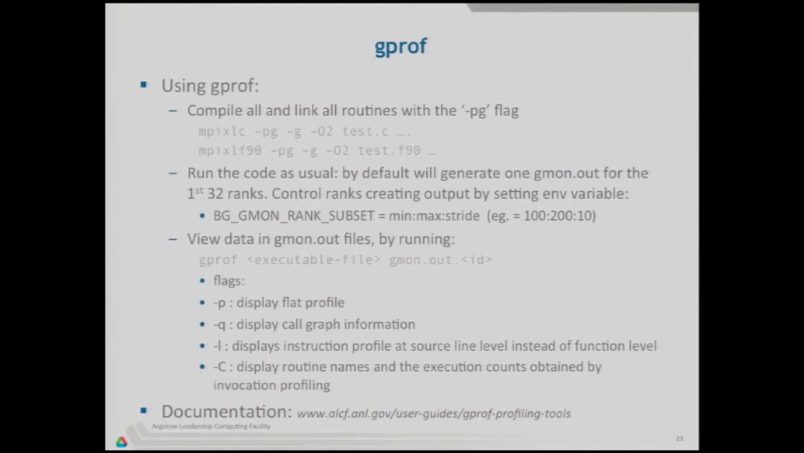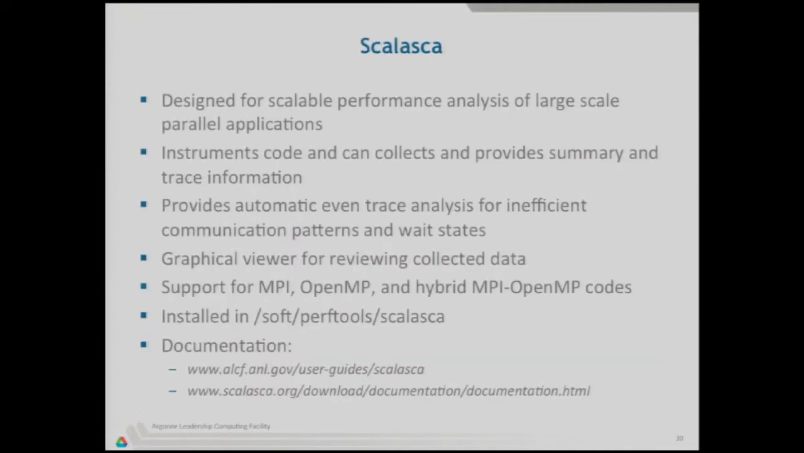So what they did by default is tone it down so that it only produces output from the first 32 ranks. Now, if you want to see more, you can set an environment variable here that basically lets you say the max, min, and stride for the ranks that you want to see. So you could say, starting at rank 1,000, going up to 10,000, give me the output from every 500th rank. So you'll get 20 some odd files from that. And once you've got the output files, you use gprof to view them.